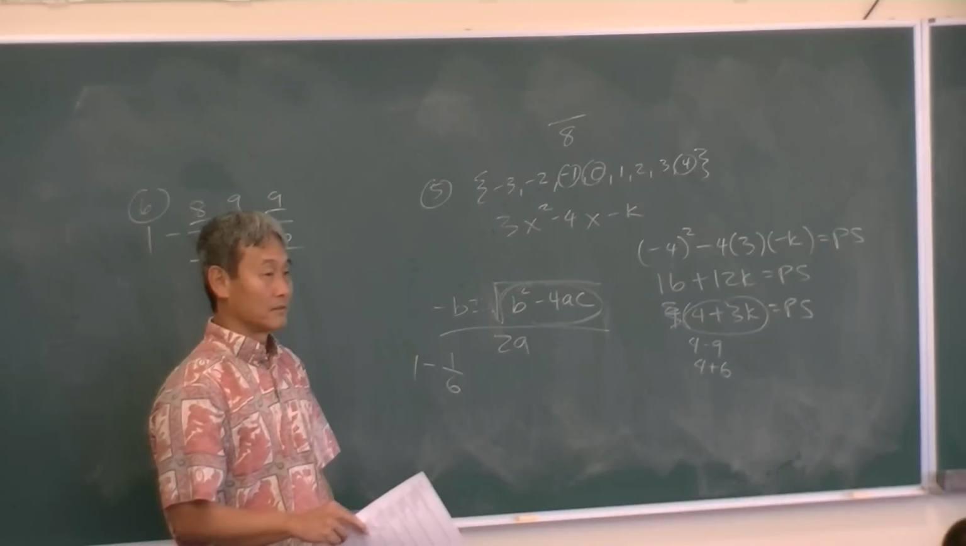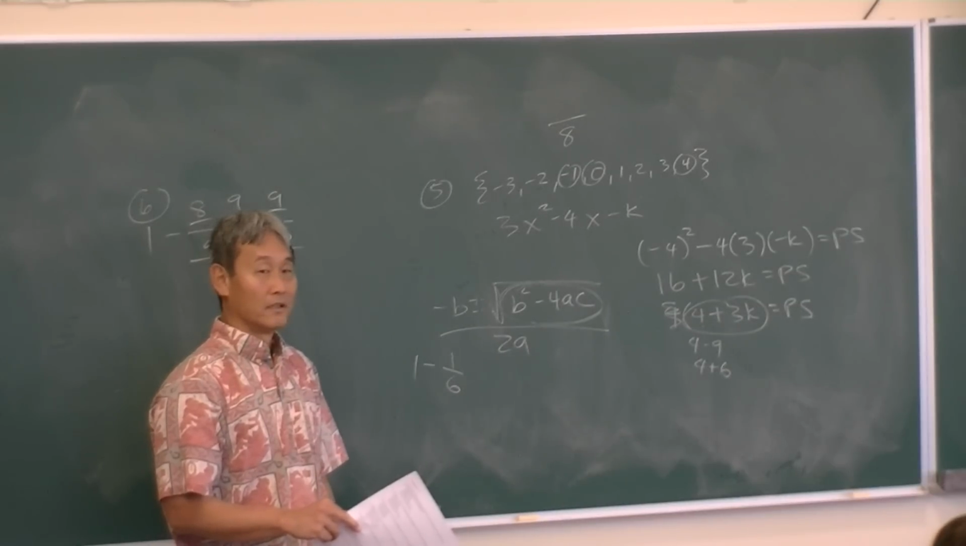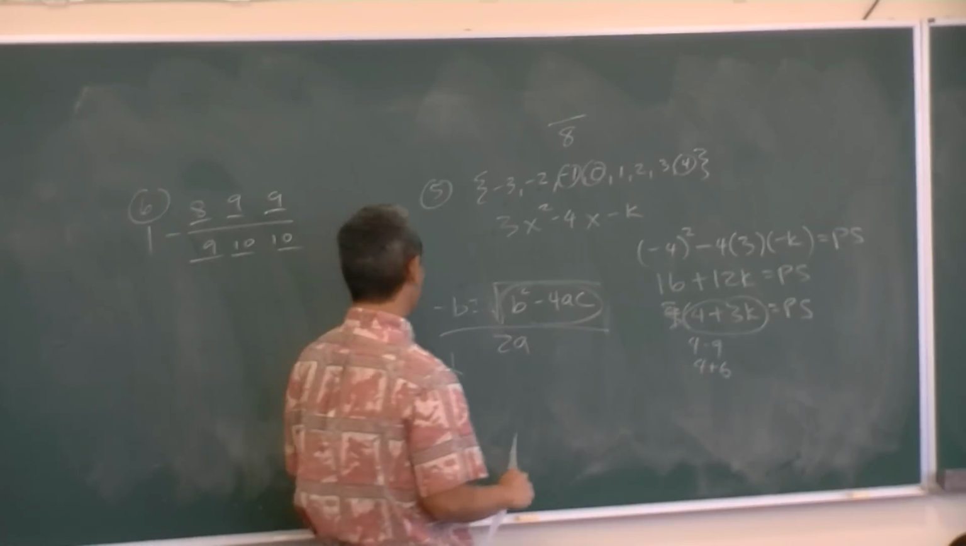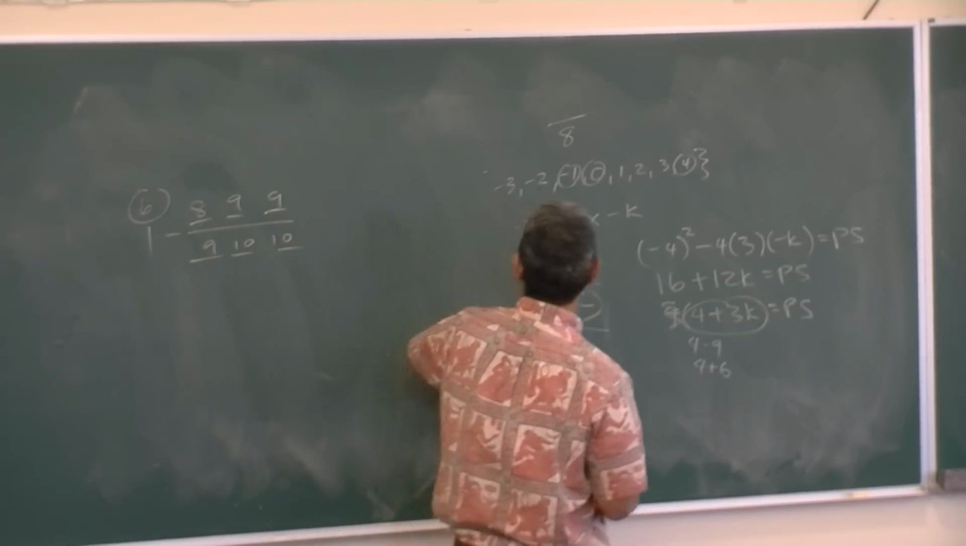And then number 8, this is the one that separates the sheep from the goats. How many people got it? 1, 2, 3. So total 4 people got it there. Everybody else failed.